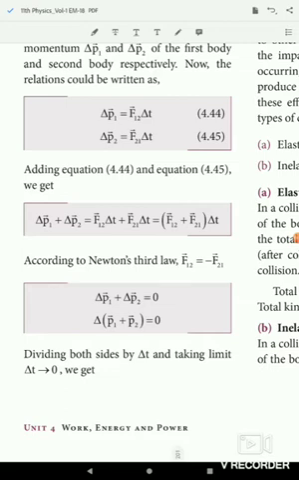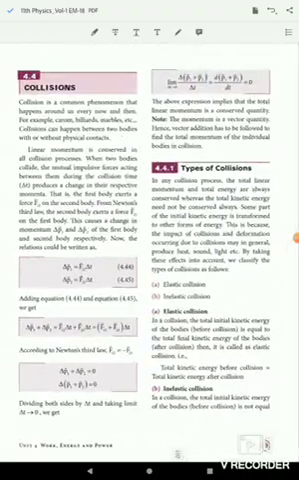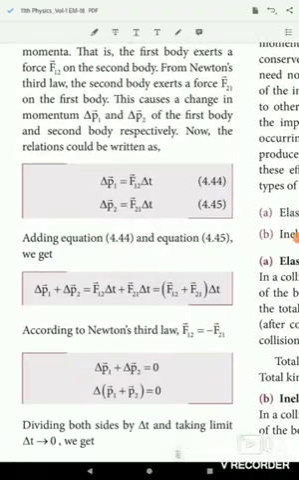So the common delta t is common. Take it outside of this equation. So (F12 vector plus F21 vector) into delta t. You already know Newton's third law, that is F12 vector equal to minus F21 vector. So substitute the value in the above equation, and the left side becomes 0. So delta P1 vector plus delta P2 vector equal to 0.